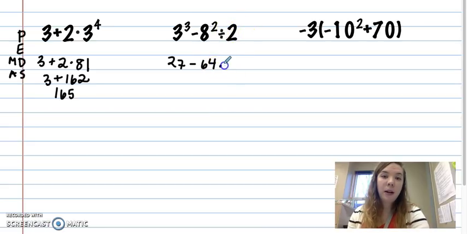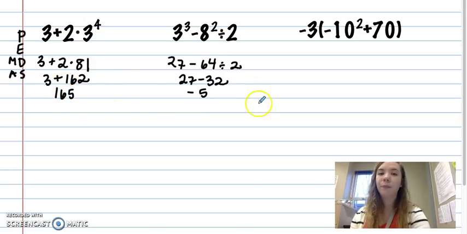Then I'm still going to copy down my divide by 2. Then next on my order of operations would be multiplication or division. So I have to take 64 divided by 2, which is 32, and then I can subtract. So this would be -5 for my final answer. Okay, and you need to show all your steps on these types of problems.